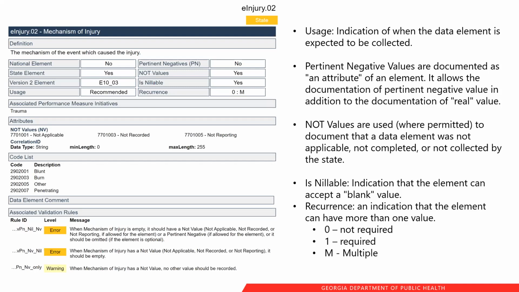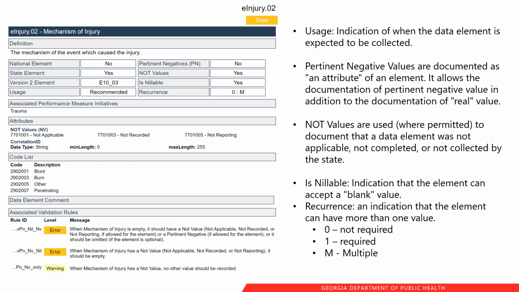There's also whether or not pertinent negatives can be used. And so the way that works is it's documented as an attribute of that element. So for example, for aspirin administration. Aspirin administration is part of agency protocol for chest pain. But say it wasn't administered by the responding crew, and that's why it wasn't documented. So say it was given by a family member. That's how you use pertinent negatives. So you would say patient took the aspirin prior to EMS arrival. So they would just document medication already taken, and then they would say aspirin.